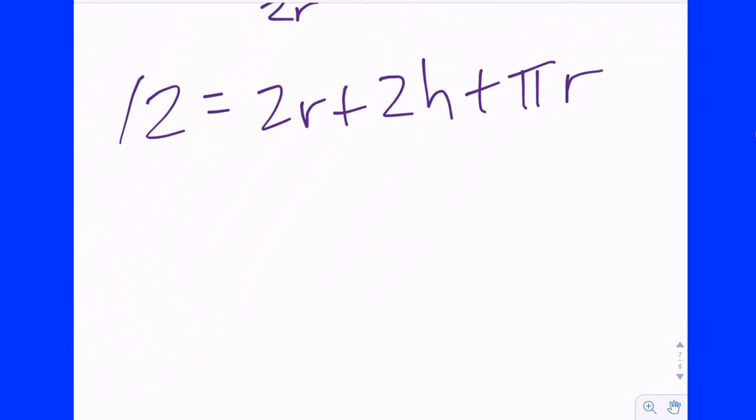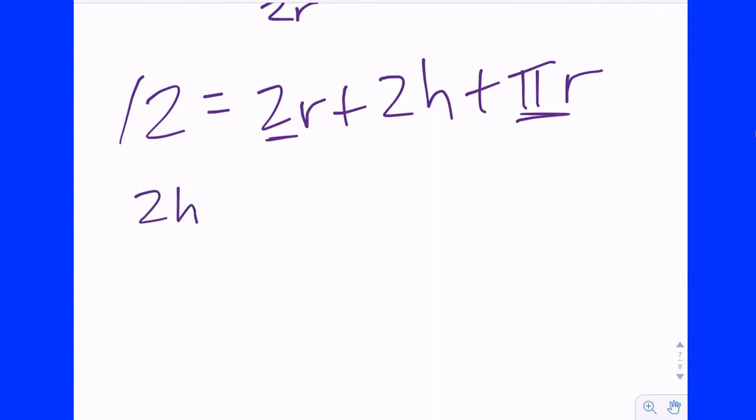Now notice you do have two r terms, right? But they're not like terms in the sense that the coefficients are not like coefficients. If that were a 2r and a 5r, I'd call it a 7r. But with 2r plus pi r, the only thing I could do is factor out the r and call it the quantity pi plus 2 times r. I'm not going to do that. I don't want to work with parentheses. So I'm just going to leave them as two separate terms. But I am going to solve it for h.